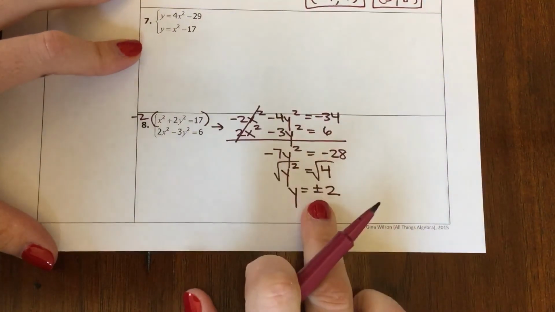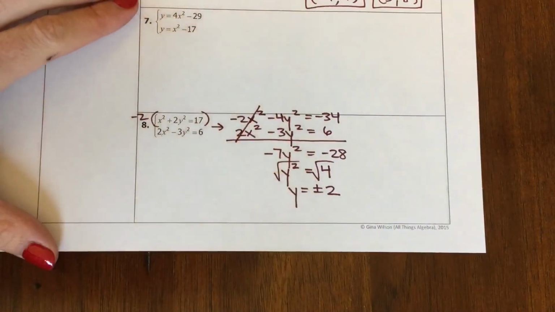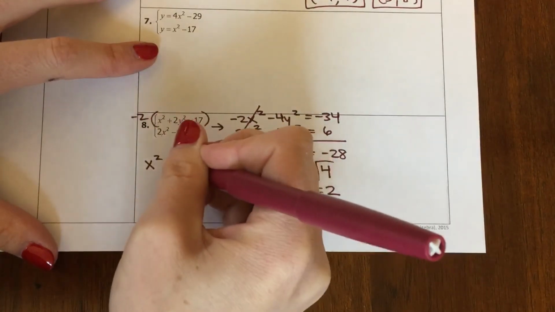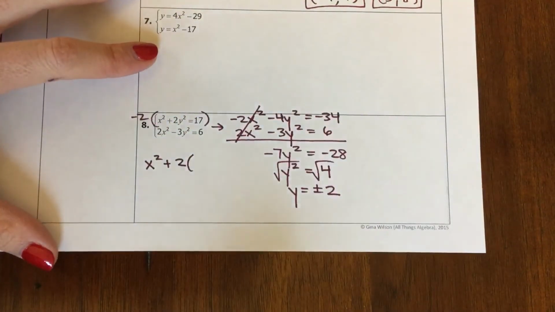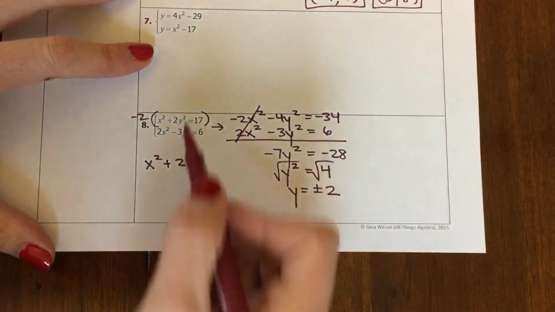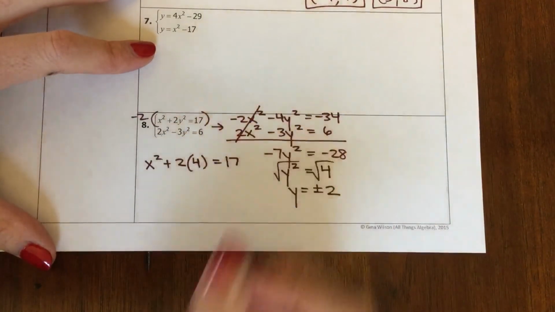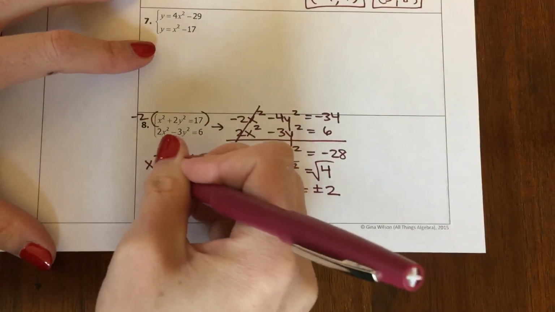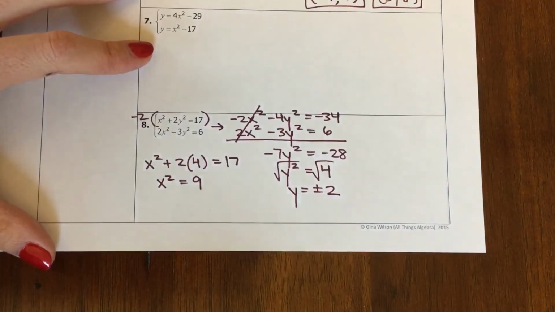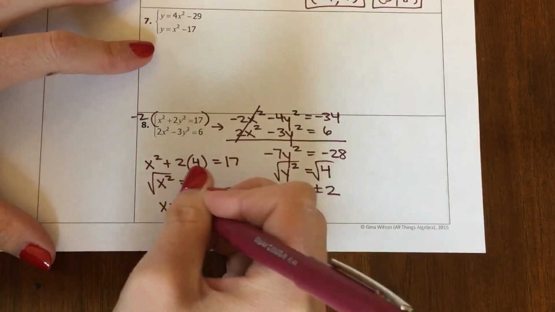So I have 2 different y answers. I'm going to sub those in to this right here. So I have x squared plus 2 times, and whether I sub in the positive 2 and square it, or sub in the negative 2 and square it, I'm going to get 4 equals 17. So x squared, this is an 8. When I subtract 8, I get 9. So square rooting both sides, just like the other kind, I get x equals plus or minus 3.